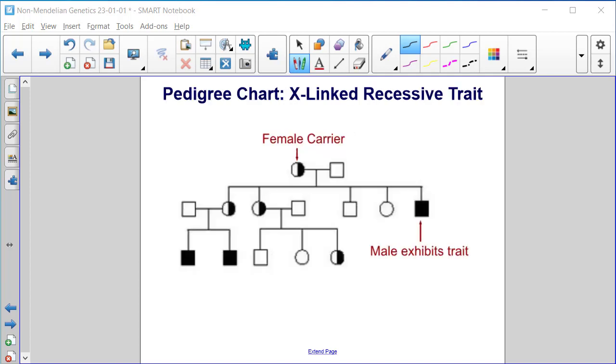trait. Here's a pedigree chart for the X-linked recessive trait, similar to the one we just looked at, where the female is a carrier and the male was normal. Here's what their offspring end up being. One female carrier, a normal male, a normal female, and a male who exhibits the trait.